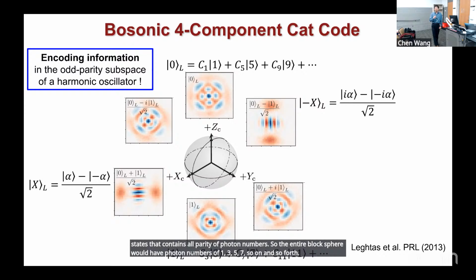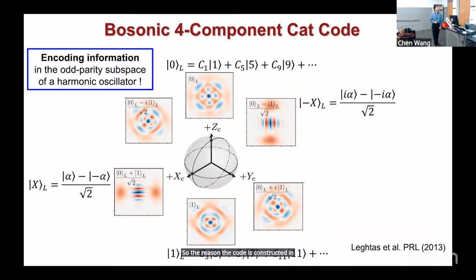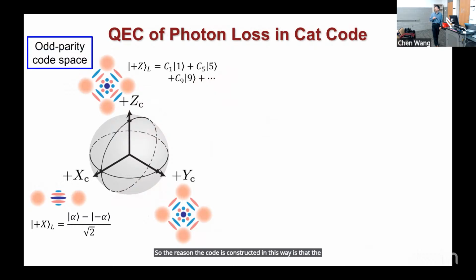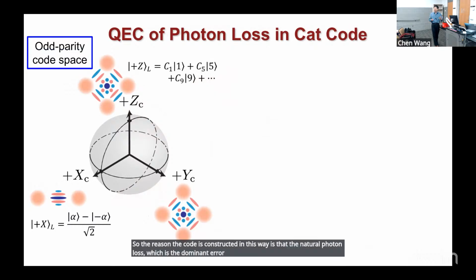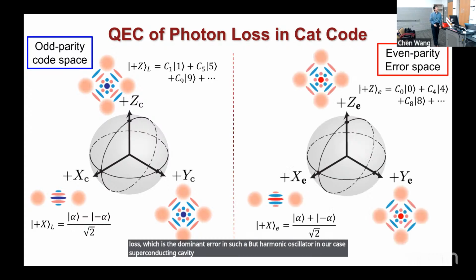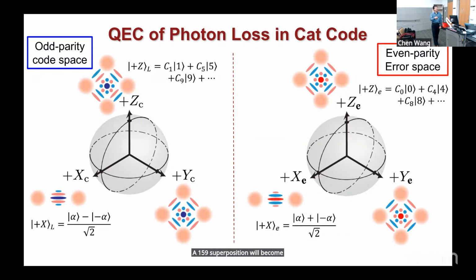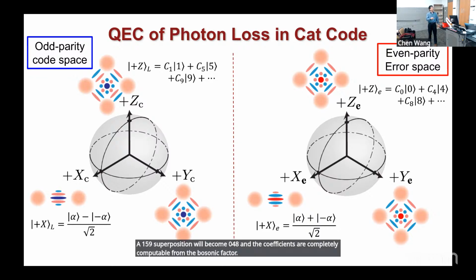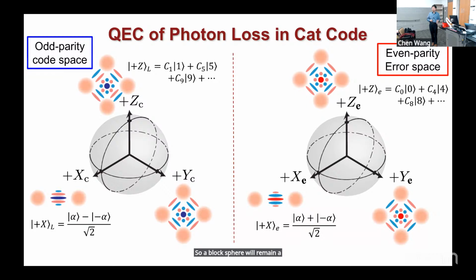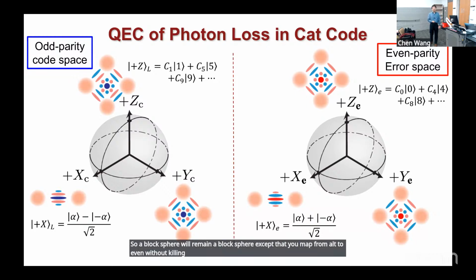So the reason the code is constructed in this way is that the natural photon loss, which is the dominant error in such a harmonic oscillator, in our case a superconducting cavity, is that a photon loss will bring you from the odd parity code space to the even parity subspace. A 1, 5, 9 superposition will become 0, 4, 8, and the coefficients are completely computable from the bosonic factor. So a Bloch sphere will remain a Bloch sphere, except that you map from odd to even without killing the quantum information in the process.